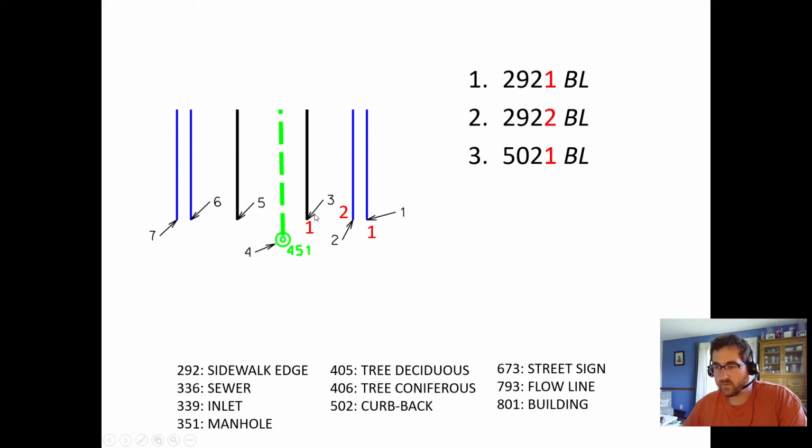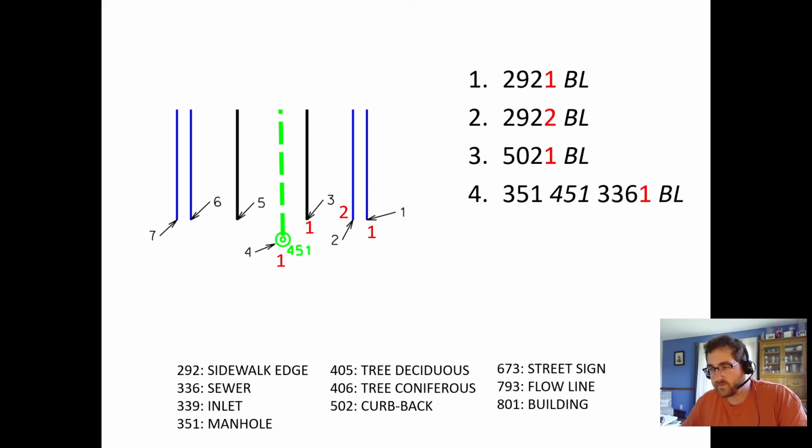For the first curb, we're essentially cross-sectioning from right to left in this case. My curb is 502, it's the back of the curb. That's my first curb line, so that's going to be curb number 1, and I'm going to begin that line as well.